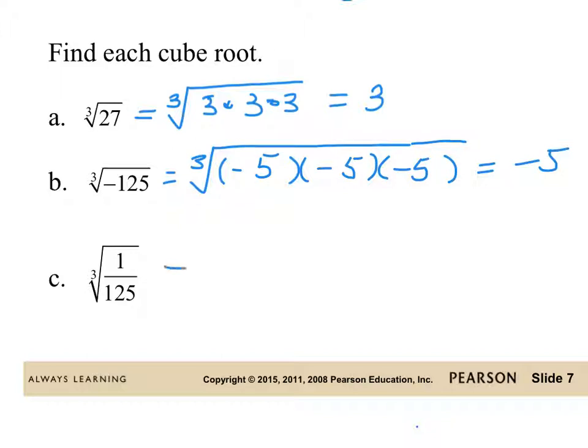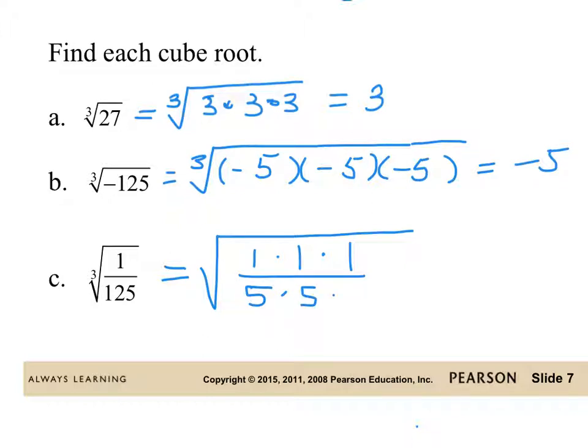And then, as we used the fraction before, we're going to say that the cube root of 1 over 125 is 1 times 1 times 1 over 5 times 5 times 5, which means that the cube root of 1 over 125 is 1 over 5. And that would have to be positive because we have a positive radicand, and the one before was negative because we had a negative radicand.